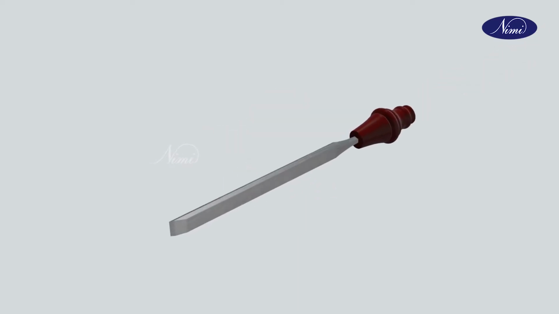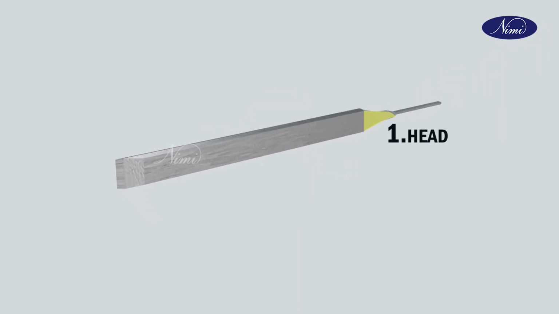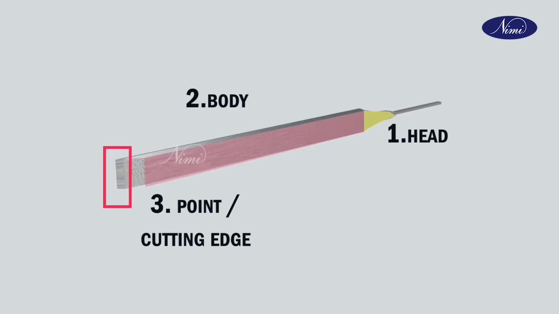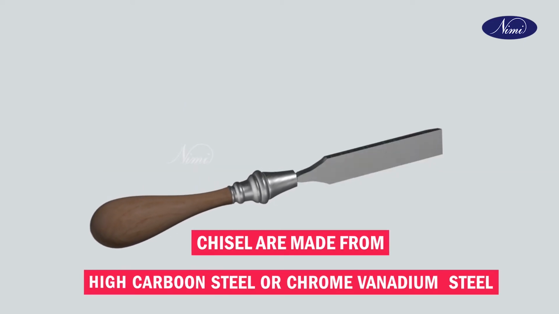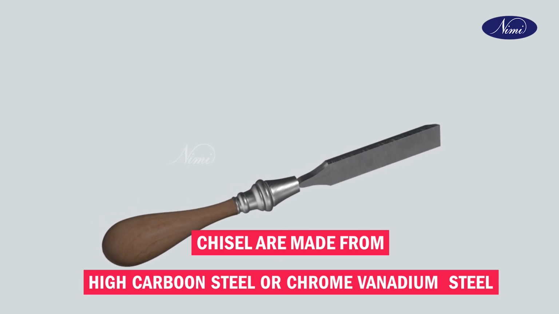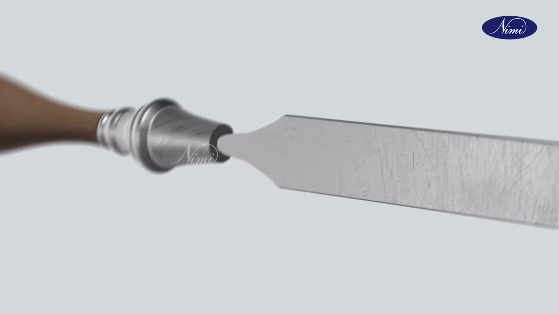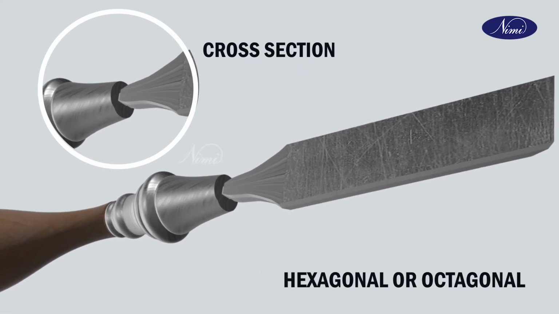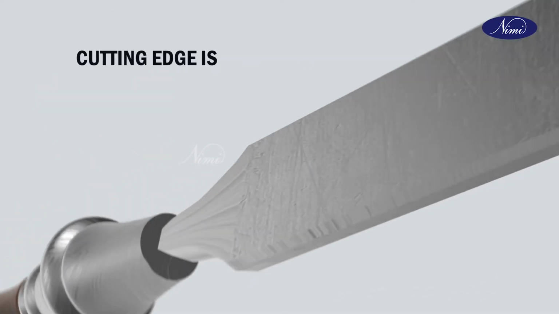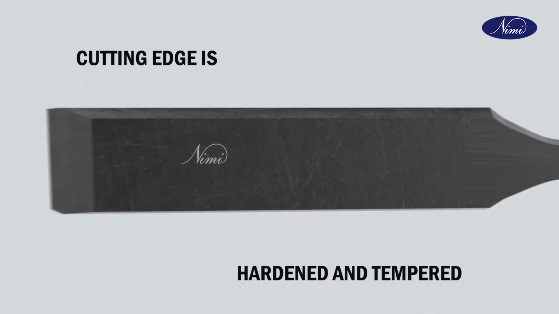Parts of chisel. A chisel has the following parts. Number 1, head. Number 2, body. Number 3, point or cutting edge. Chisels are made from high carbon steel or chrome vanadium steel. The cross section of chisel is usually hexagonal or octagonal. The cutting edge is hardened and tempered.